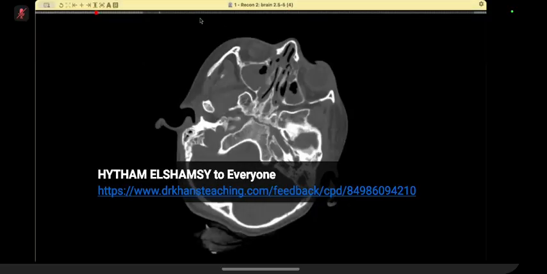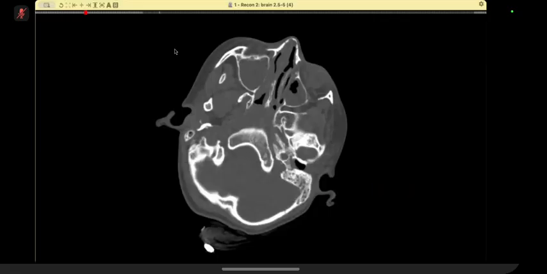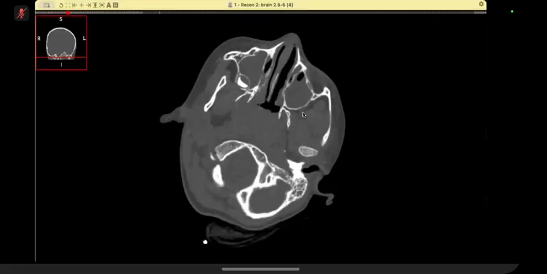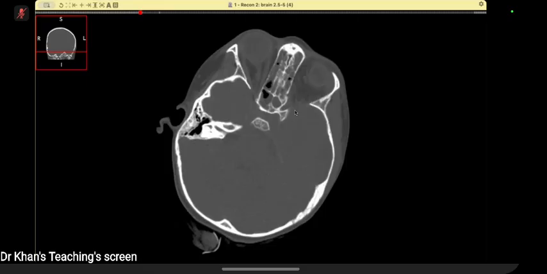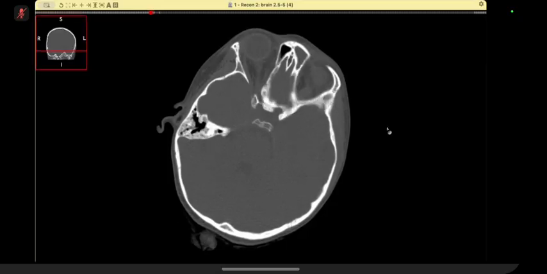Let me give you the history. This is a 6-year-old patient crying from pain in the ear. A&E case, the patient came in from the A&E. 6-year-old child, very unwell, fever, pain in the ear. Left ear. So I can scroll, please. Yes, you can.